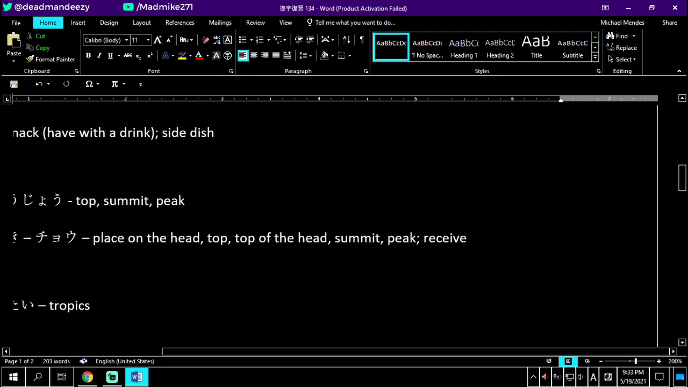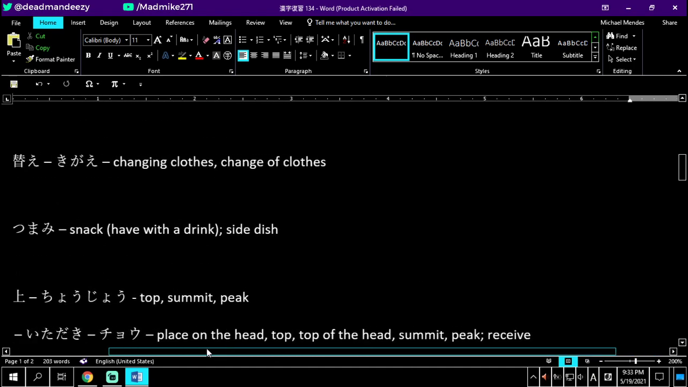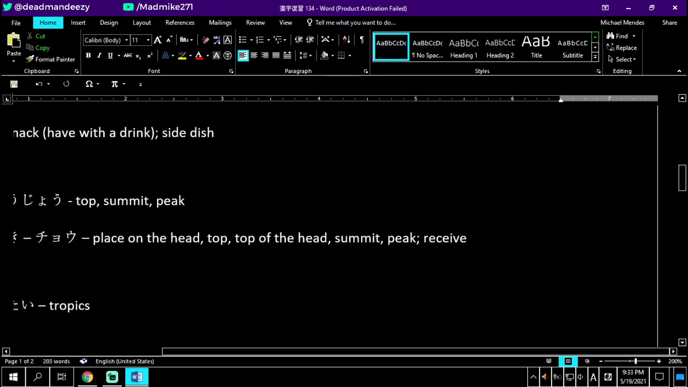A top, a summit, or a peak is a cho-jo. It's not a chojo. Oh, it is a chojo. The tool of a big shell. The summit or head. Chojo: top, summit, or peak.